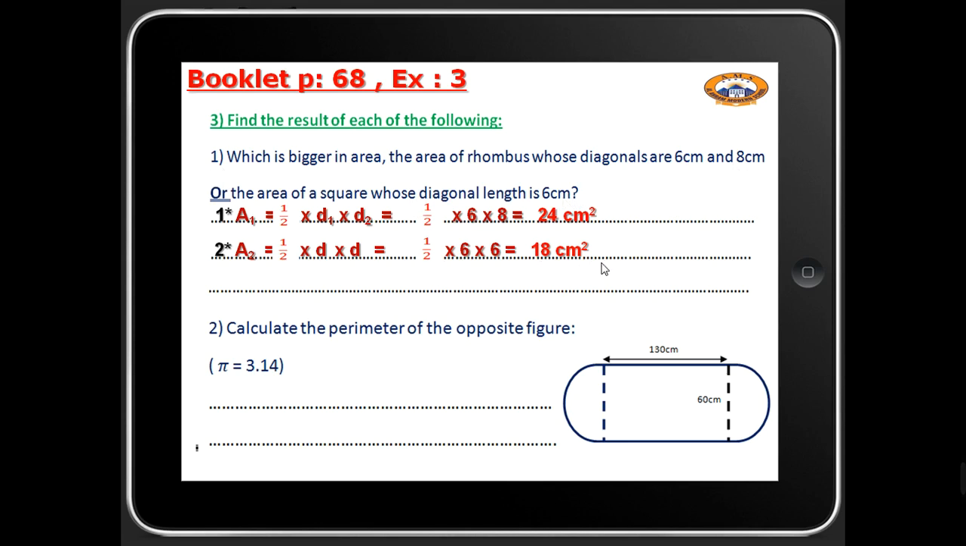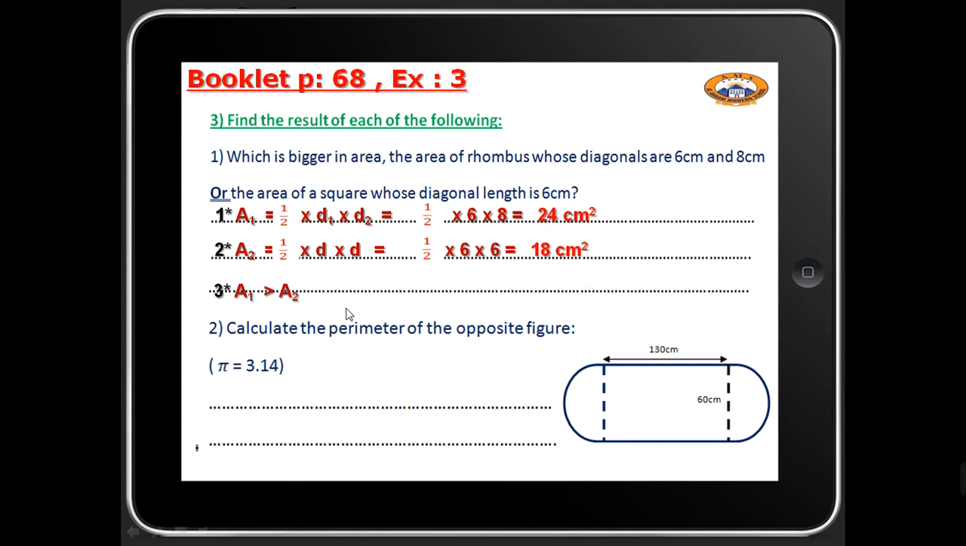Now this is not the complete answer. Very good. I told you, 1, area of the first shape, 2, area of the second shape. Number 3, I have to answer the question. As you notice, area 1, 24, is greater than area 2, so I have to write the answer for this question. Or you can write the area of the rhombus is greater than the area of the square. Okay, so this was an easy question.